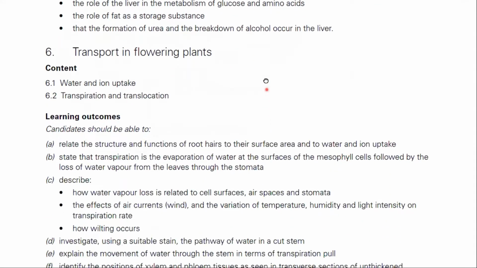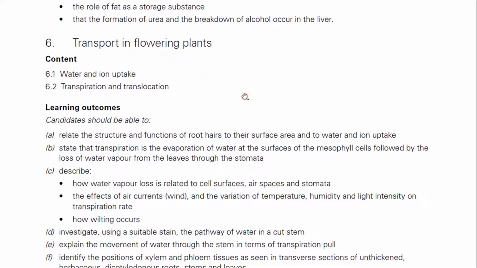We also have chapter number 6, transport in flowering plants. So basically, we'll be discussing water and ion uptake in this chapter mainly. What are the different mechanisms through which the roots absorb water and send it up to the plant, to the flower, to the leaves, and different parts too.